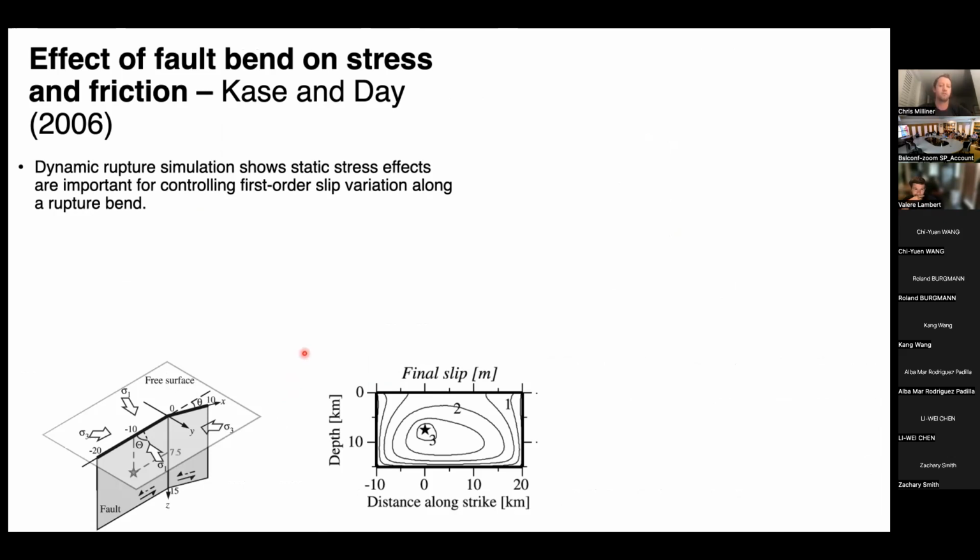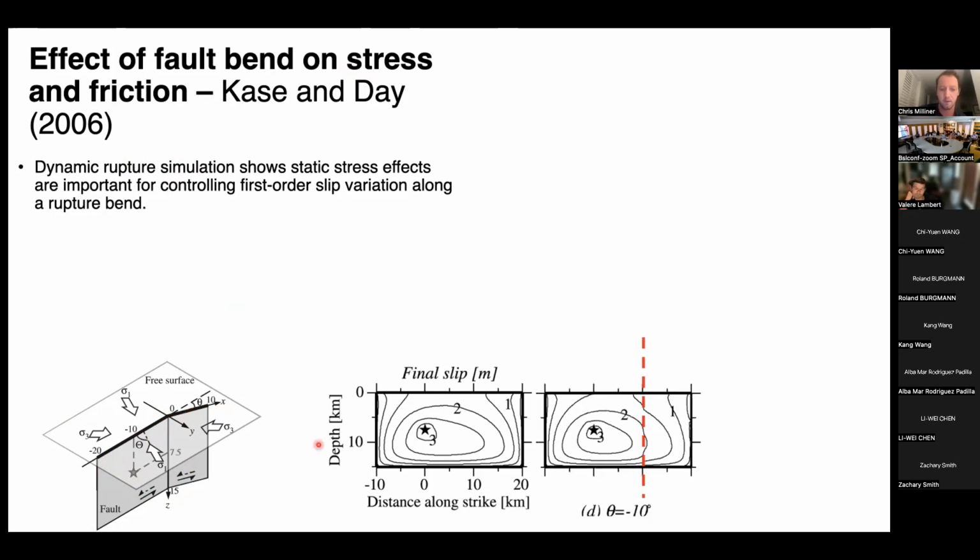Okay, so there's been some previous theoretical work looking at the effect of fault bends on the initial stresses and friction. There's an example by Case and Day where they use a theoretical dynamic model to look at the effect of a fault bend or kink on the propagation of rupture along this fault. They found that these changes in the fault geometry can affect the initial stresses and are quite important for affecting the final slip distribution.